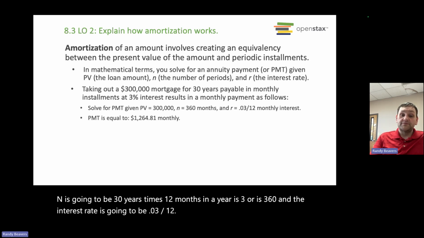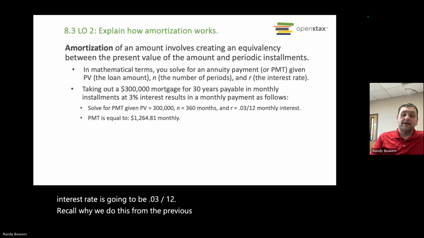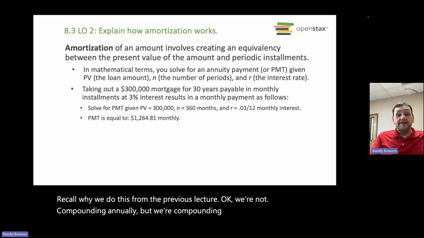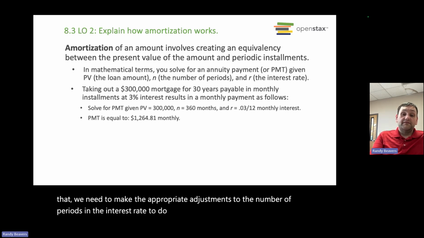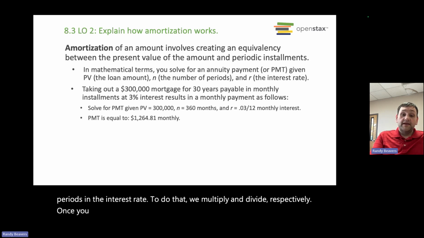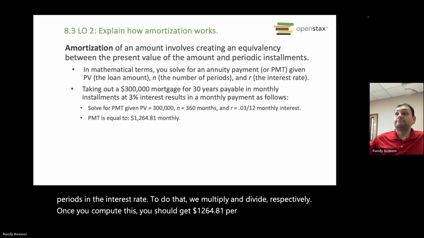Recall why we do this from the previous lecture. We're not compounding annually, but we're compounding monthly. So when we do that, we need to make the appropriate adjustments to the number of periods and the interest rate. To do that, we multiply and divide respectively. Once you compute this, you should get $1,264.81 per month.